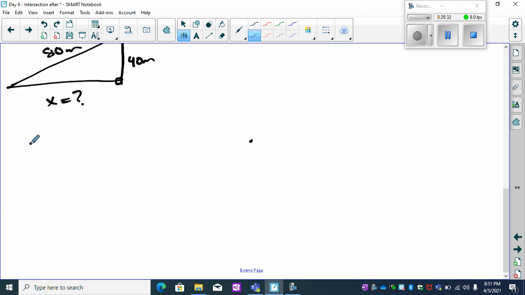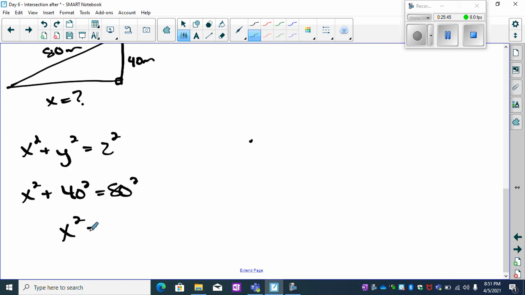Pythagorean theorem. So x squared plus y squared equals z squared. I'm going to go x squared plus 40 squared equals 80 squared. X squared is going to equal, that's 6,400, that's 1,600. X squared is going to equal 4,800.